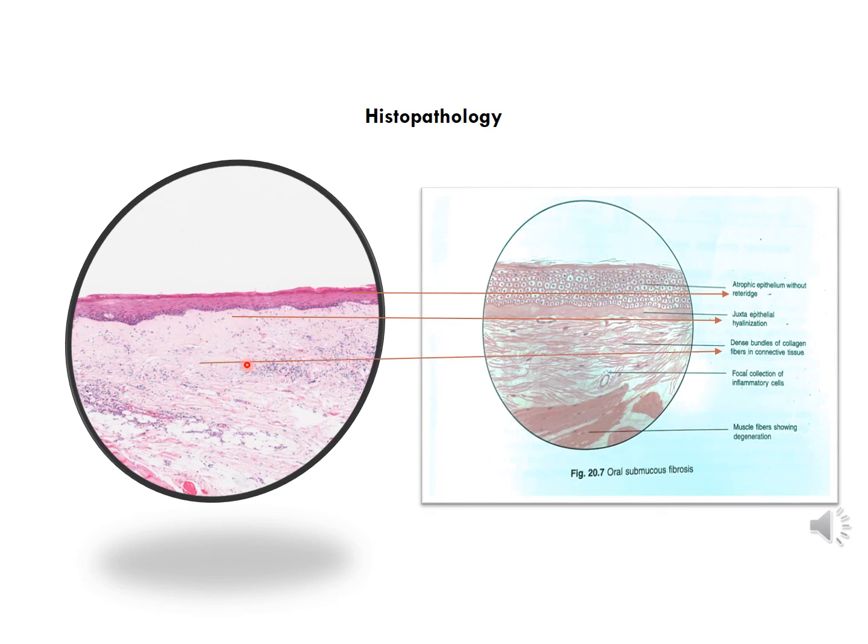The third important feature is the increased number of collagen fibers that you see in the connective tissue. Fourth is these blue dots, which are the chronic inflammatory cells, focal inflammatory cells that you see. And the fifth, which is not very clearly seen on the slide but is still visible, is the muscle fiber showing degeneration. Okay, so these are classical pathognomonic histopathological features for oral submucous fibrosis.